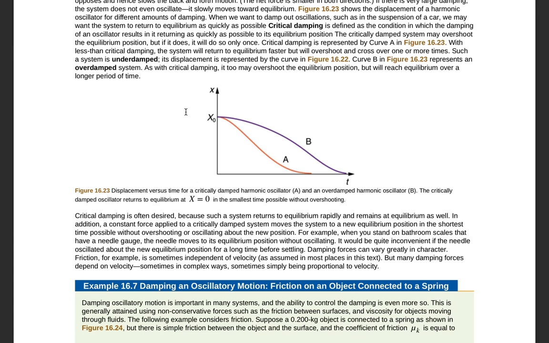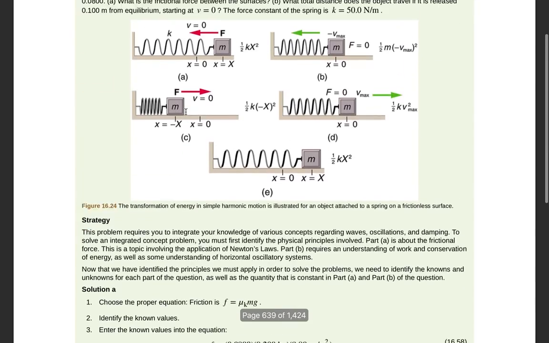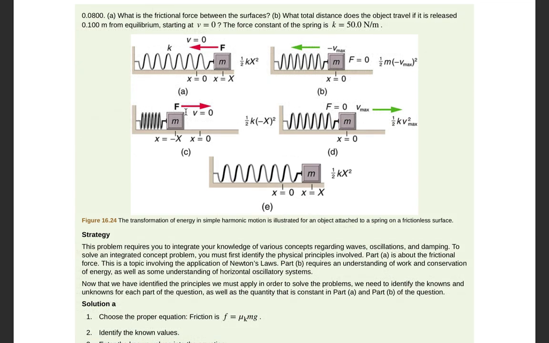So suppose a 0.2 kilogram object is connected to a spring, as shown in figure 16.24. But there is a simple friction between the object and the surface, and the coefficient of friction, mu k, is equal to 0.08. So for A, what is the frictional force between the surfaces? B, what total distance does the object travel if it is released at 0.1 meters from equilibrium, starting with the velocity 0? So here they're giving us the constant of the spring is 50.0 newtons per meter.